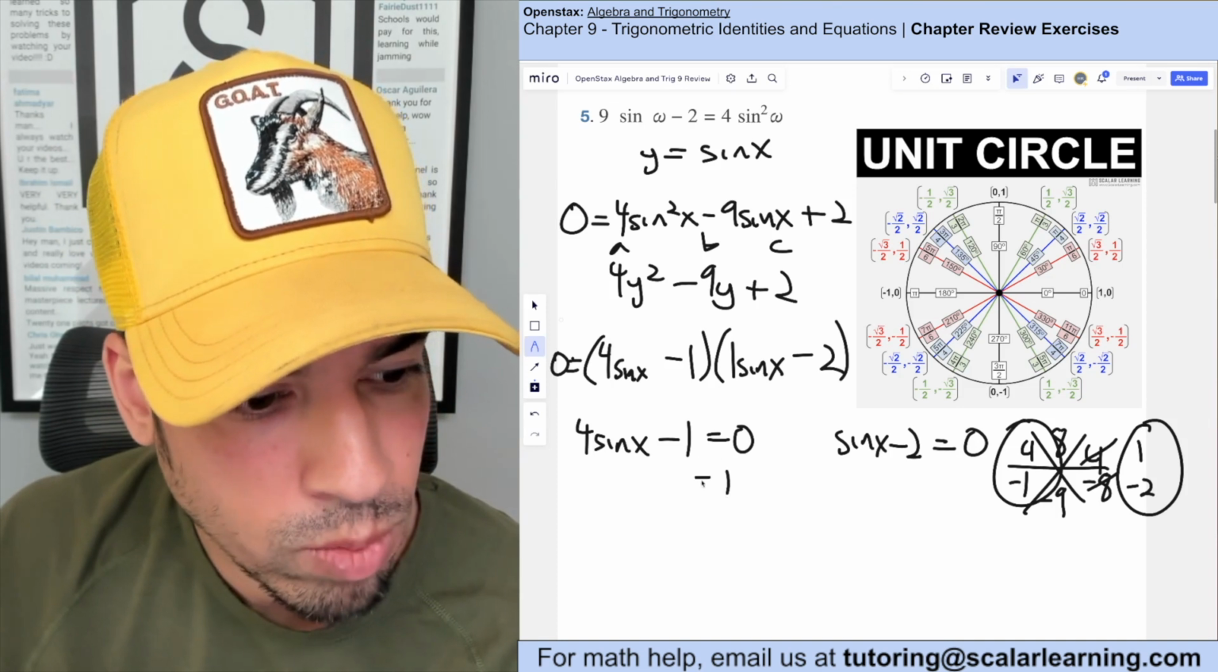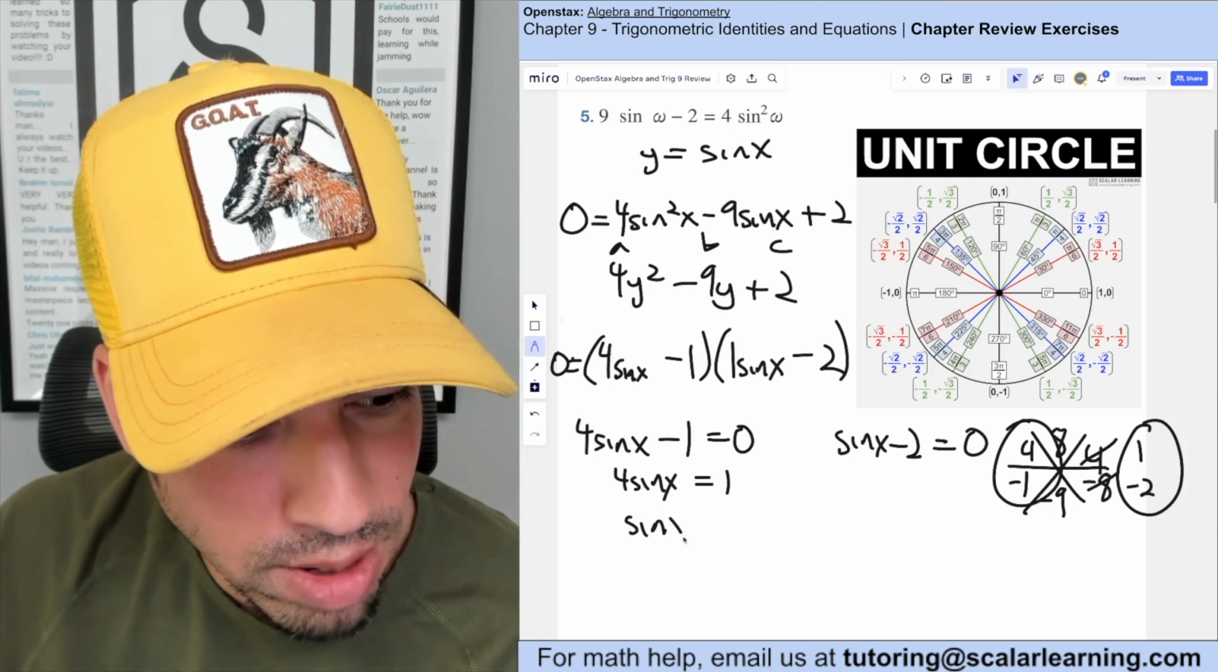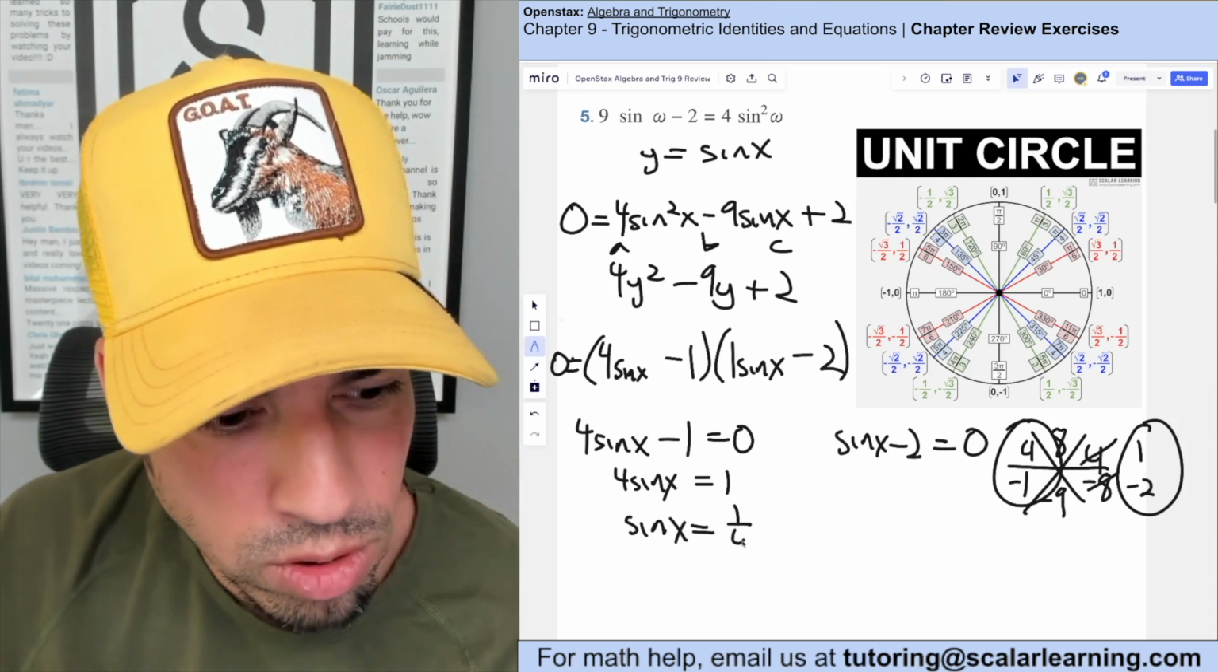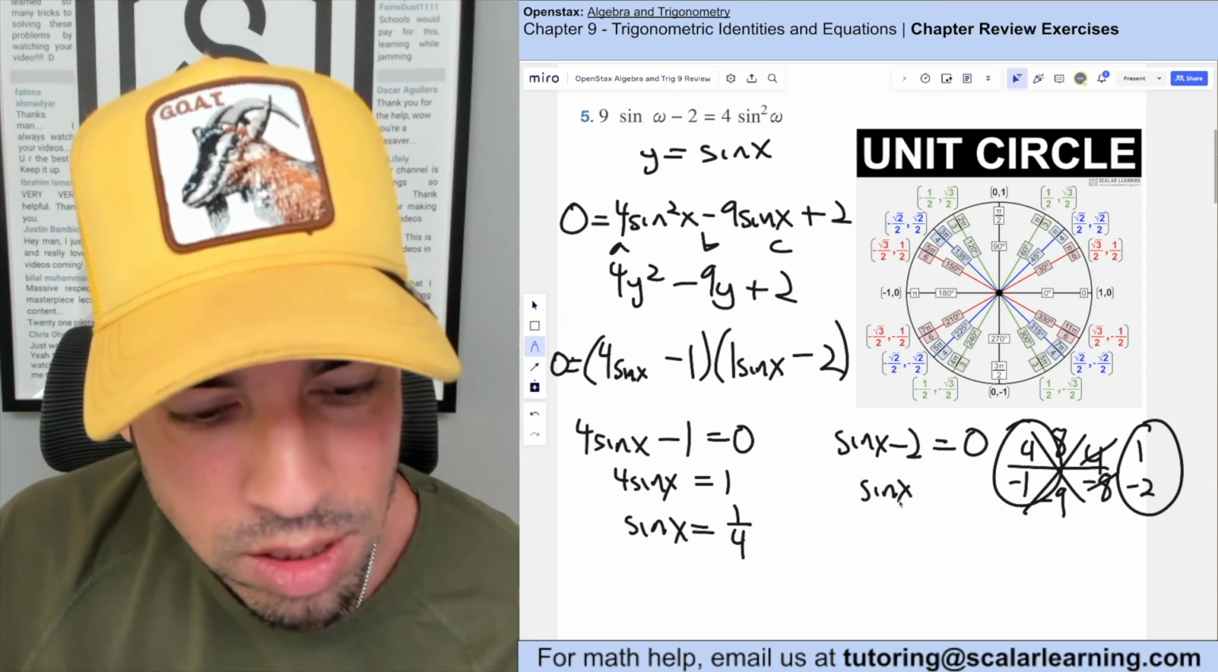I'm going to add 1. We got 1 equals 4 sine of x. Then we divide by 4. Sine of x equals 1/4. So this is 1. The other one will add 2. And we have, when does sine of x equal 2?